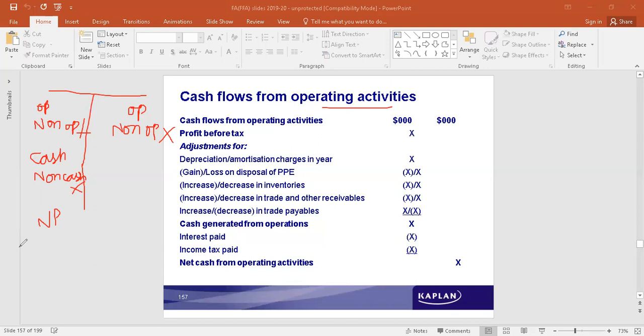Then, non-operating gains should be deducted. They were added to the revenue, then only this net profit was realized. So since they were added, now they should be deducted. Any gain which is accounted should be deducted. Any loss is added back. Non-operating, non-cash items are added back. Non-operating gains are deducted. I hope I made it clear. Easy to remember logic.